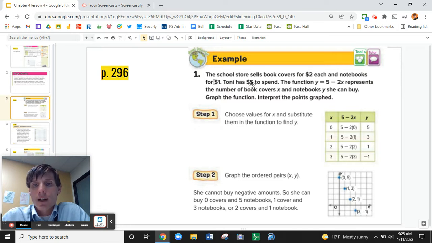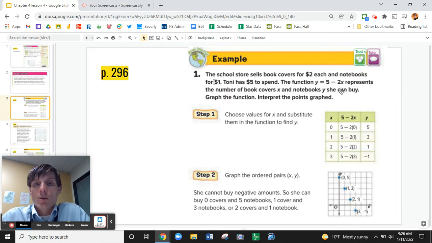Basically, Tony has $5 to spend. Her book covers are $2 each. Notebooks are $1 each. So we know 2 times x, $2 for each book cover being x, notebook being y. So we know in this situation, if Tony has $5 to spend and she spends $2 per book cover, we can see how much money she has left for her notebooks.